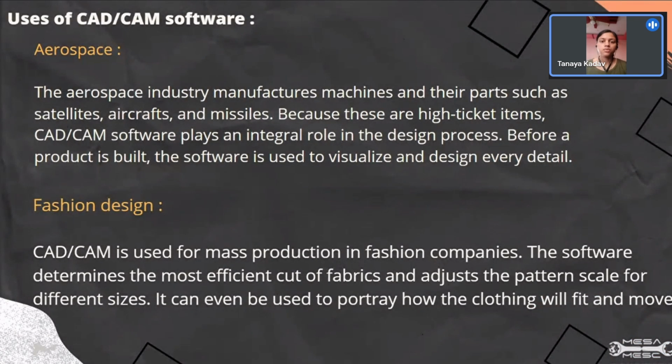Next slide. Now, where is this CAD/CAM software used? Let's see the uses. First one is aerospace. The aerospace industry manufactures machines and their parts, such as satellites, aircraft, and missiles. Because these are high-ticket items, CAD/CAM software has a very important role in this industry. Next one is fashion design. CAD/CAM is used for mass production in fashion companies. They determine the most efficient cut of fabrics and adjust the pattern scale for different sizes. It can even be used to portray how the clothing will fit and move.